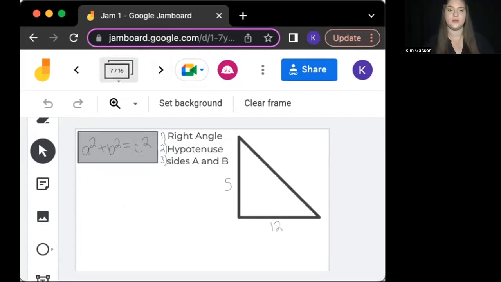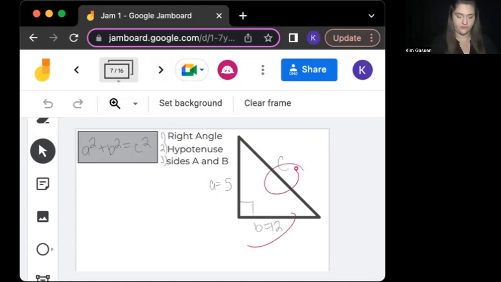Okay? We find our right angle. Where's our right angle? Right. And then we find a hypotenuse. Where's our hypotenuse? Okay. And then we can label our sides A and B. So we have our right angle and sides A, B, and C.